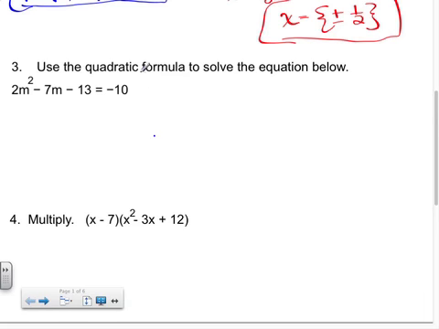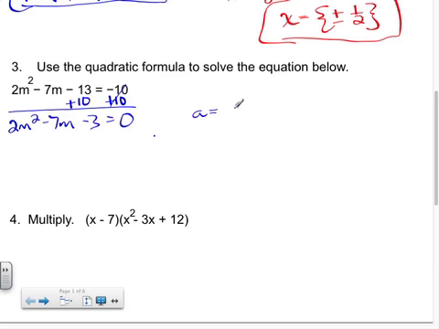All right, use the quadratic formula to solve the equation below. As I was walking around, I saw a few interesting things. It looks like we're still kind of struggling with this. We're gonna add negative 10 to the negative 13. Add negative 10 or add 10? Just add 10 to both sides, right? The opposite of negative 10 is plus 10. Okay, like the 2x squared, minus 7x, and minus 3. And then? Yes. Label A, B, and C.